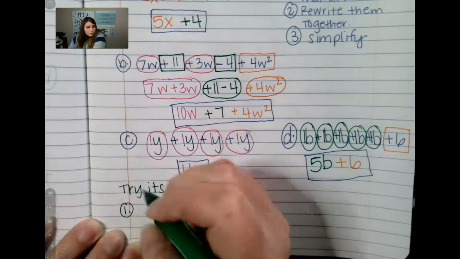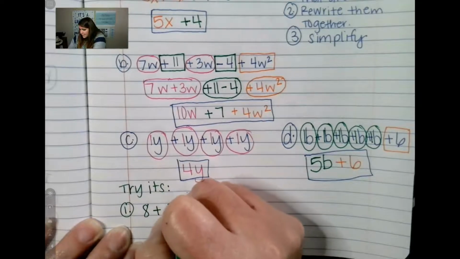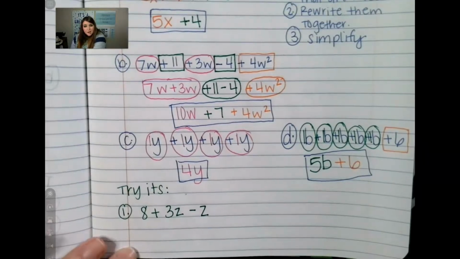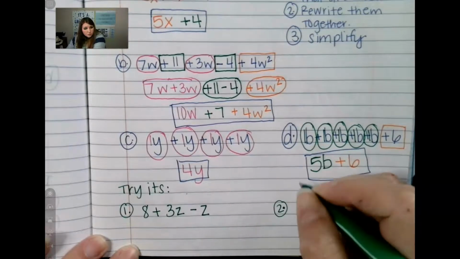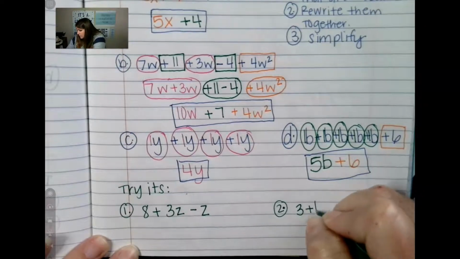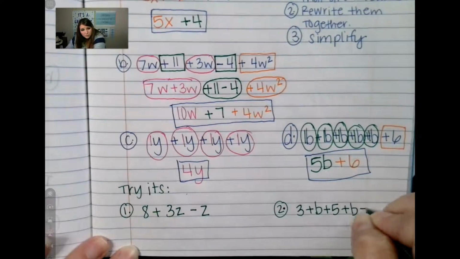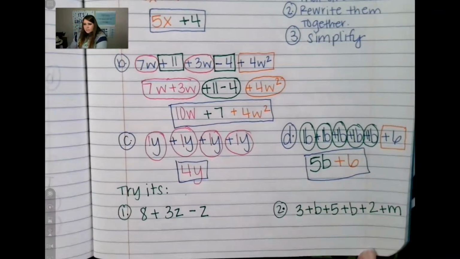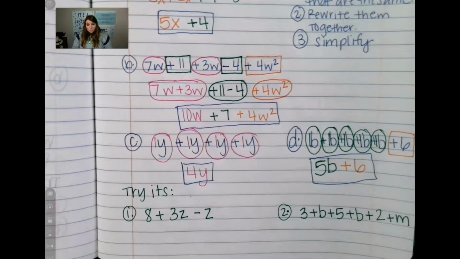Okay, in your try-its, try-it number 1 says 8 plus 3z minus z. So you're going to put together the things that are the same, combine like terms. Try-it number 2 says 3 plus b plus 5 plus b plus 2 plus m. Oh my goodness. Okay, so go ahead and combine your like terms. Hit pause so that you don't hear me solving these, and then when you are ready, come on back.